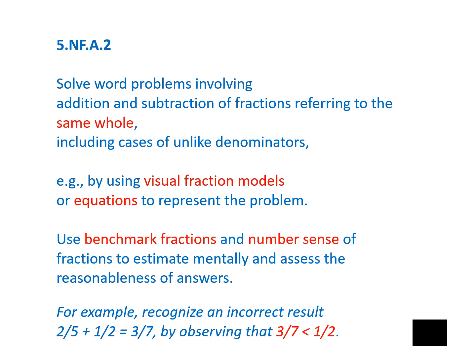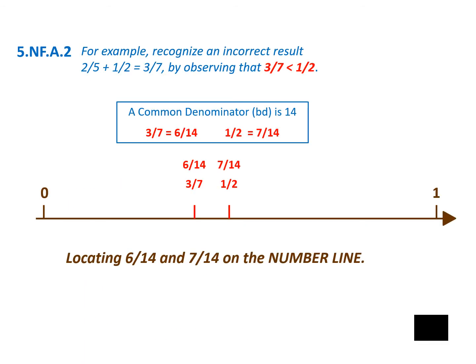The example they give is that 2/5 plus 1/2 should not result in an answer of 3/7, because 3/7 is less than 1/2. Number sense. And remember, a fraction is a number. If we look at this example from the standards on the number line, it's clear that 3/7 is to the left of 1/2, and therefore a number of lesser value.